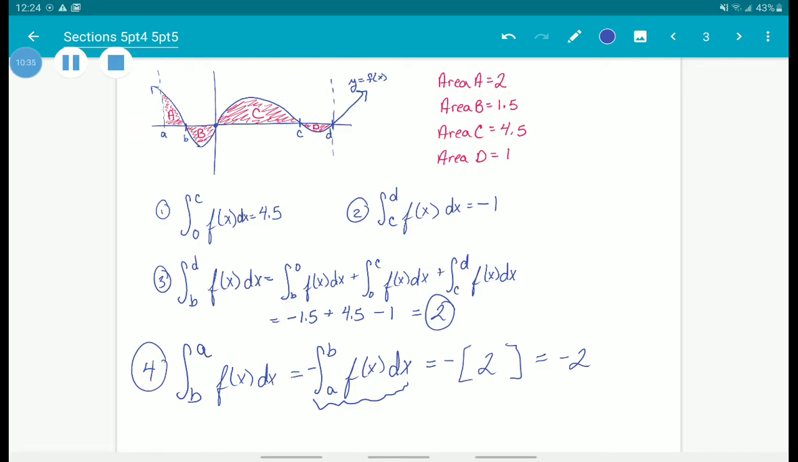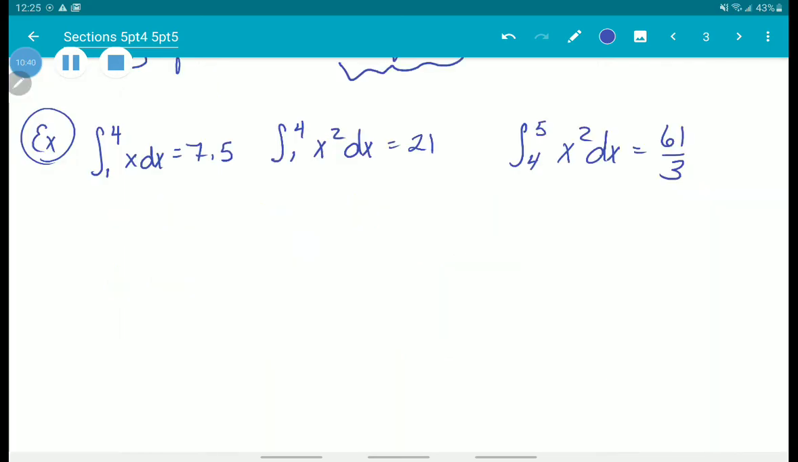Now let's talk about another set of problems. Suppose I had some information. Suppose I knew that if I integrated from 1 to 4 of x dx, I would get 7.5. Suppose that I knew if I integrated x squared from 1 to 4, I would get 21. And suppose I knew that if I integrated x squared from 4 to 5, I'd get 63 over 3. Now, we'll talk about where that comes from in the next section. But right now, I just want to play with some of the properties.